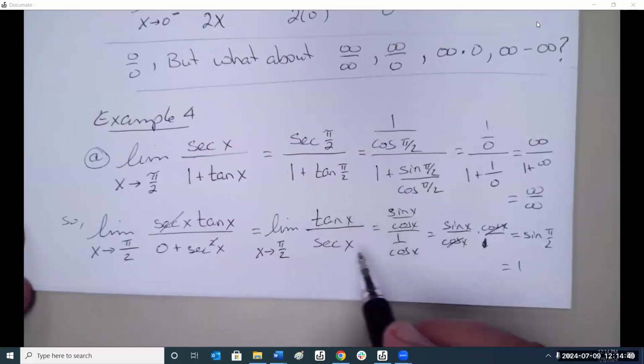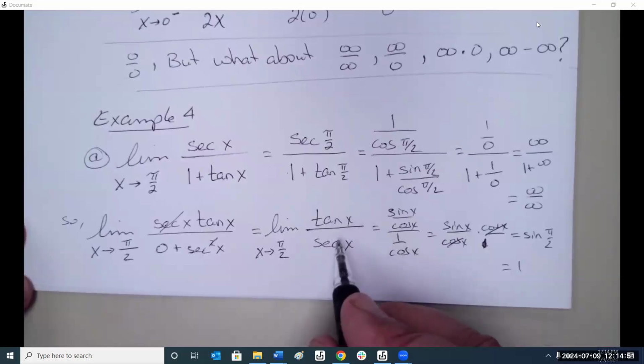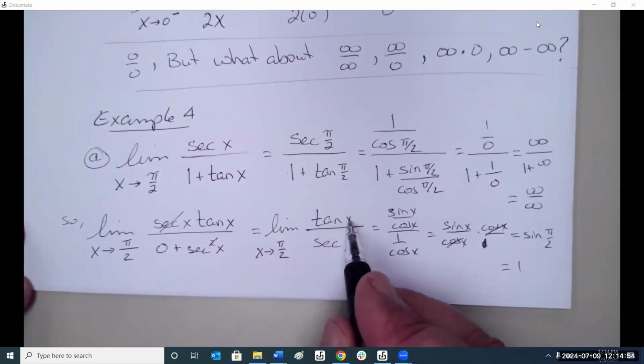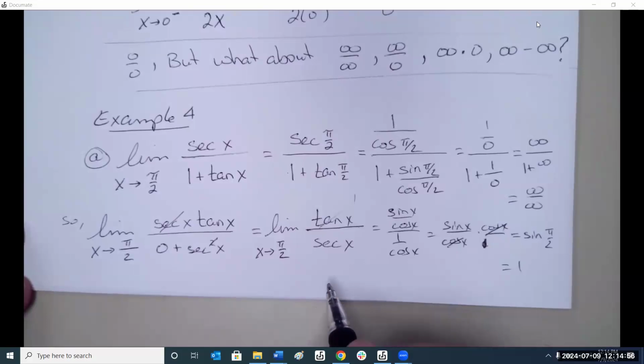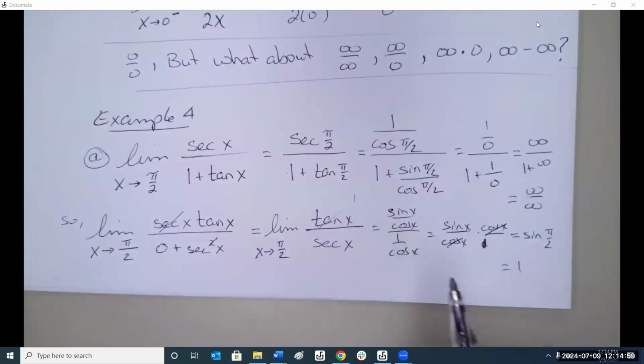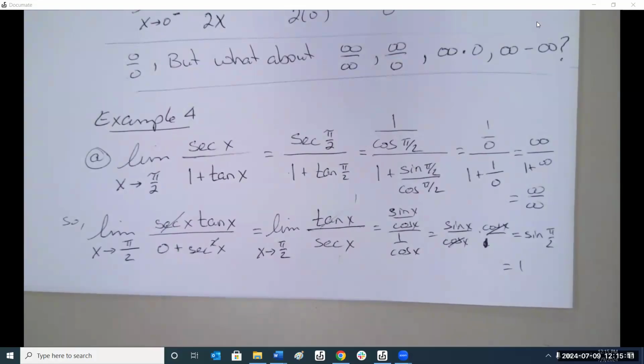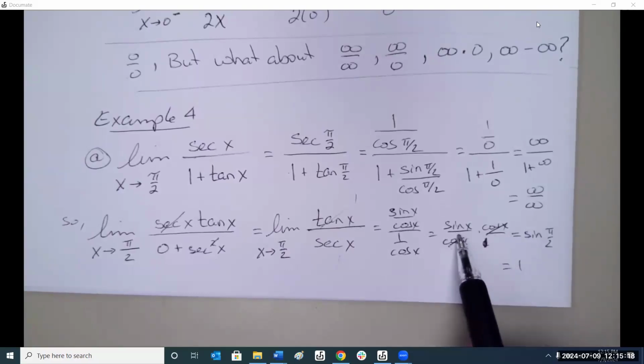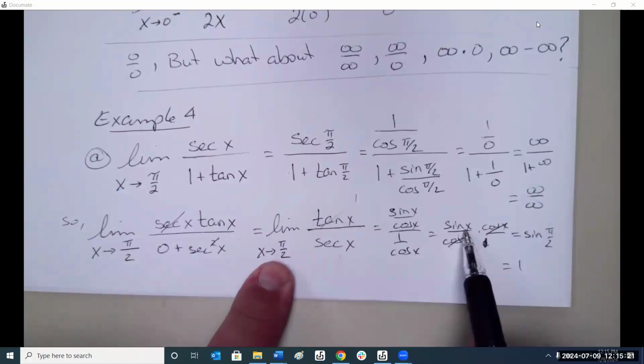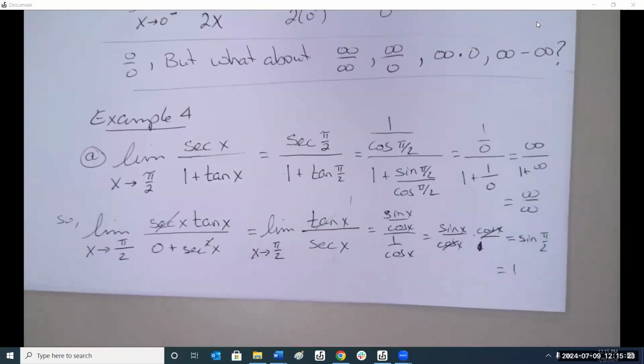All I did, if you know your trig functions, we know that tangent at pi over 2 is 1, and secant at pi over 2 is also 1, because it's 1 over cosine, well, that's infinity. But that's why it's much easier if we go ahead and do that. I like to change everything to sine and cosine. Take the top, leave it alone, flip the bottom. Cosine cancels, so we're left with sine x. Sine x, when x goes to pi over 2, is 1.